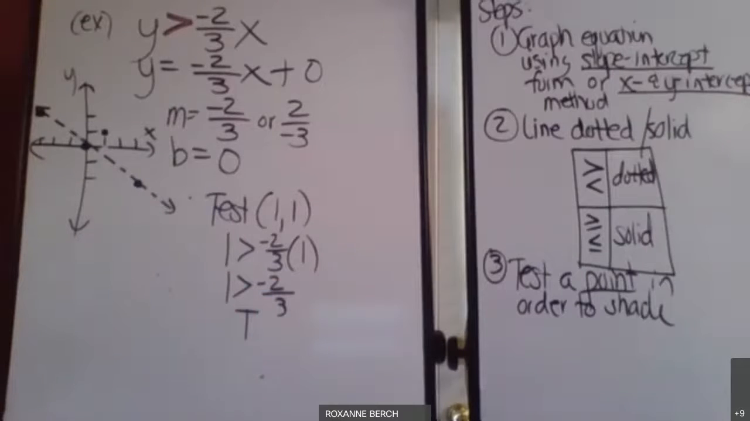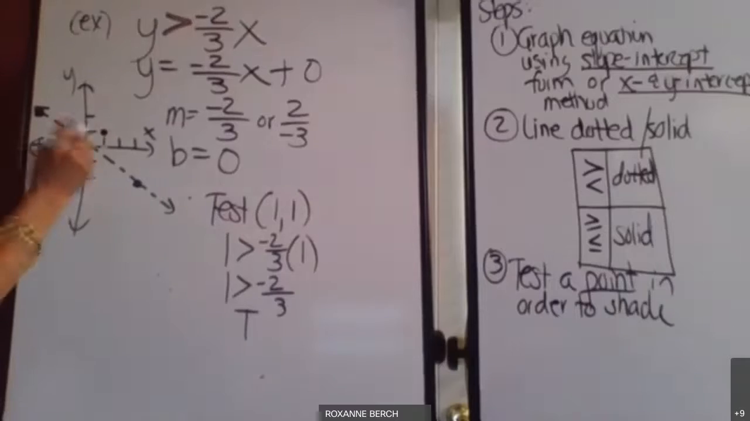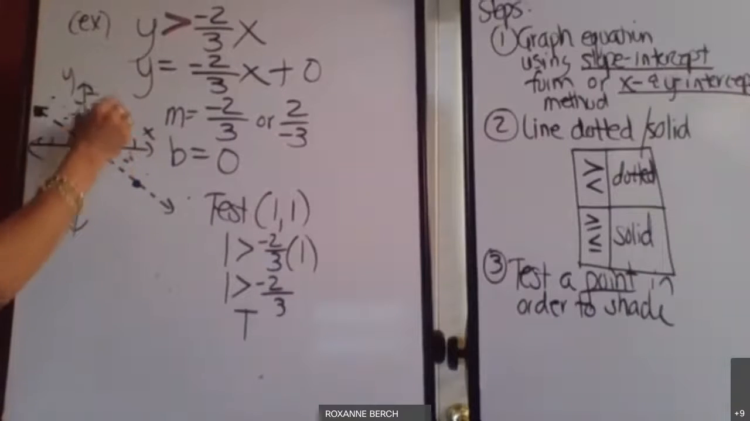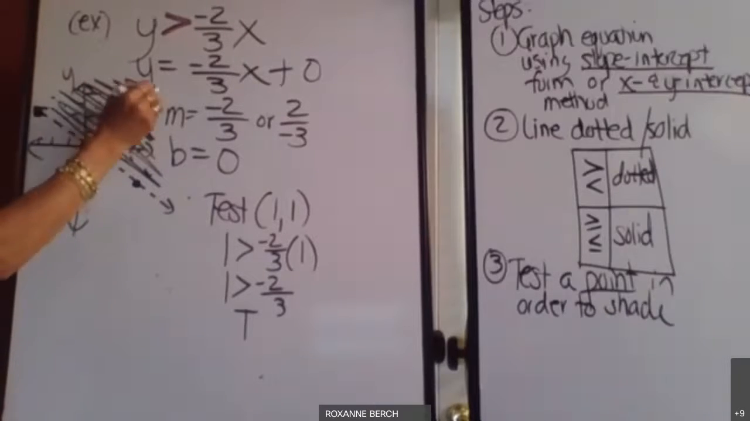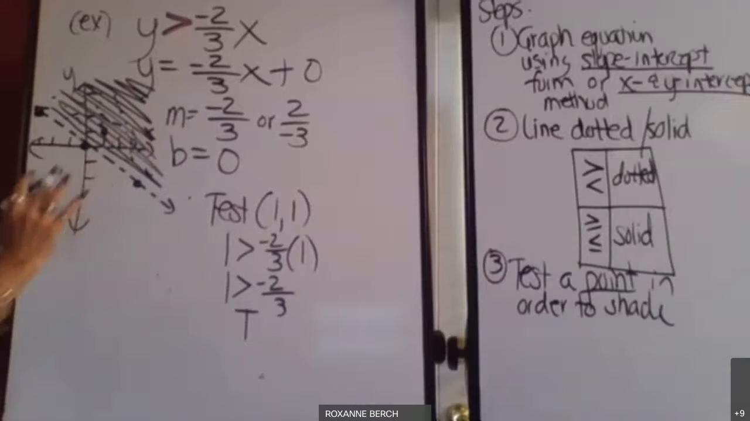So what does that mean? You can shade that area? Yeah, it means shade him and all his buddies. So it means that's true, this is true, these are true, these are true, these are true. All of these points over here are true. And that's how you create the shading, because all of those ordered pairs are true and all of these are false.